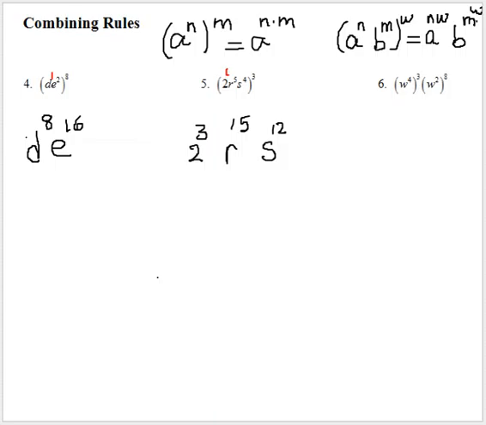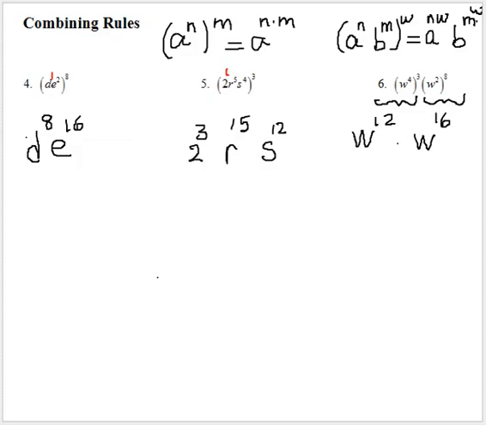Last one, we have w to the power, what would be the first part? w to the power of what? You multiply the exponents, it would be 12. Right? 3 times 4 would be 12. And the second one would be times w to the power of 2 times 8, which is 16.